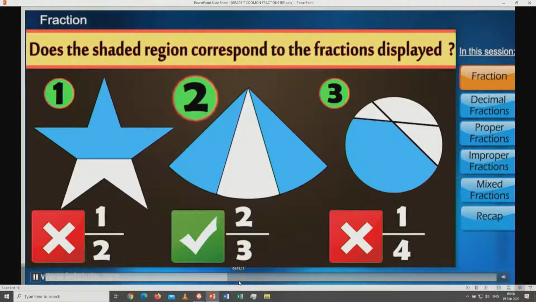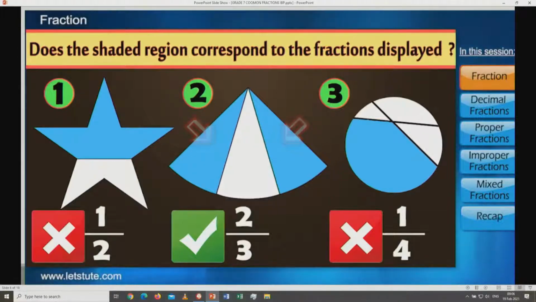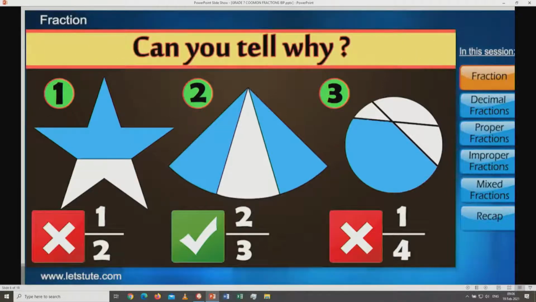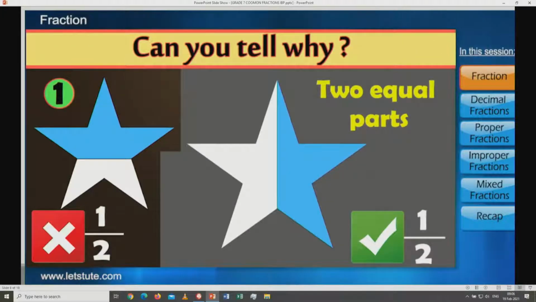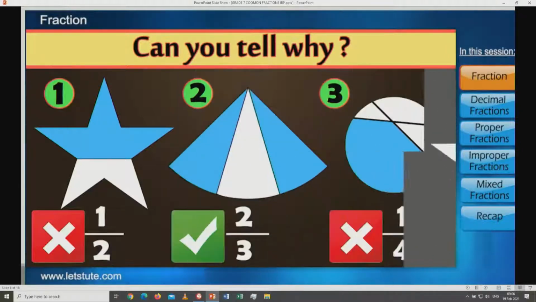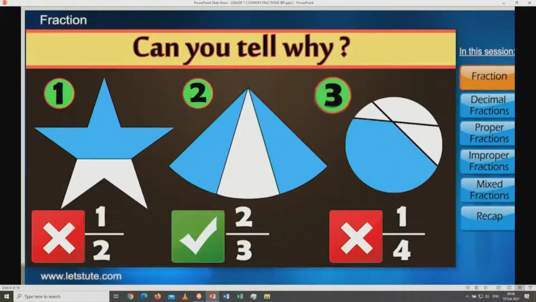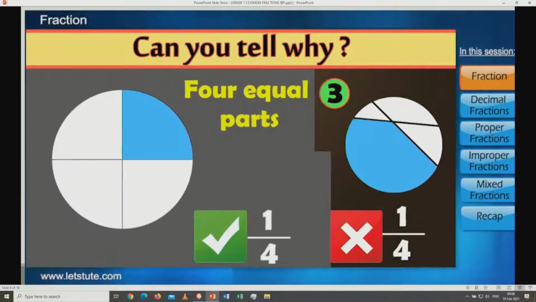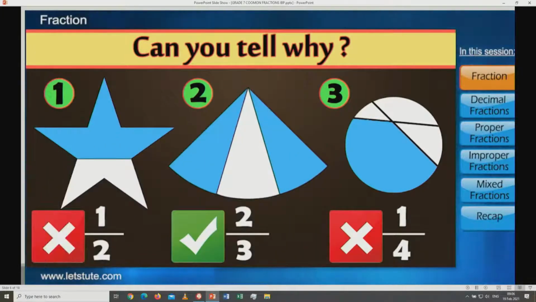In question 2, the shaded region represents the fraction, but not in the other two. Can you tell why? In figure 1, it is not divided into 2 equal parts. And in figure 3, it is not divided into 4 equal parts. And hence the fractions do not correspond to the shaded regions. Did you get all 3 correct?